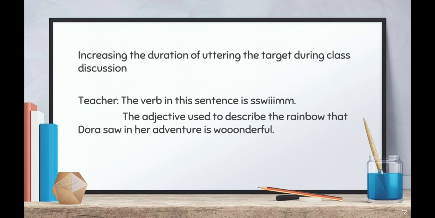Increasing the duration of uttering the target during class discussion. So the scenario will be the teacher is having a discussion in the class. The first one, the verb in the sentence is swim. The next one, the adjective used to describe the rainbow that Dora saw in her adventure is wonderful. Did you get the idea? If not, let's repeat.